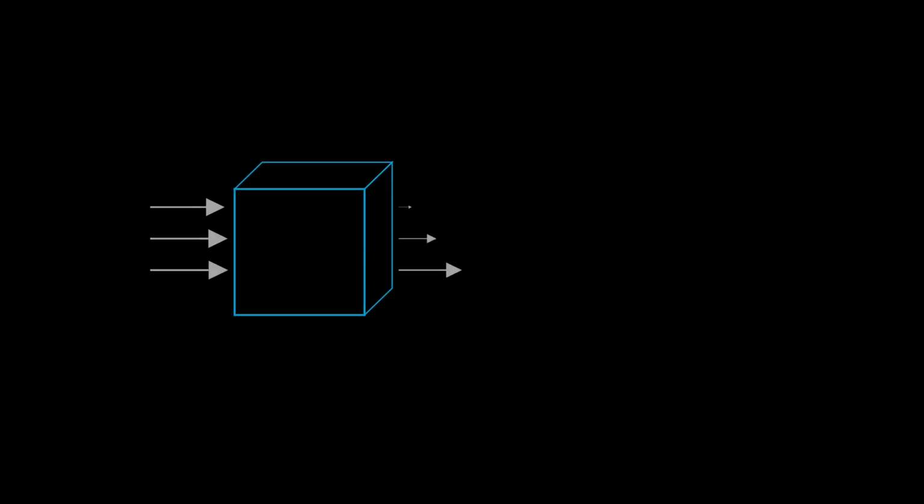Start with the only idea we actually need. Mass is never created or destroyed. Now draw a small box fixed in space. It doesn't move, it doesn't change size. Fluid streams through it freely.